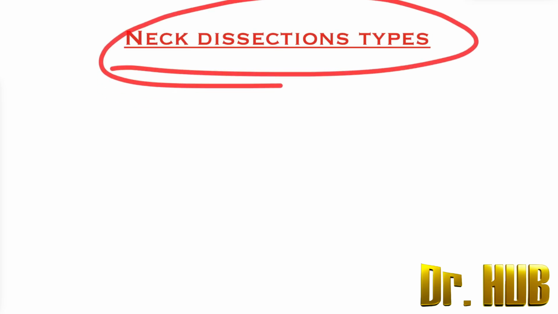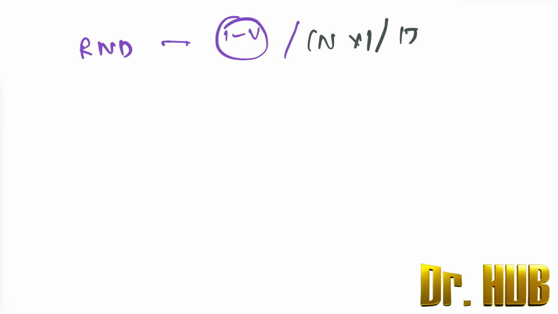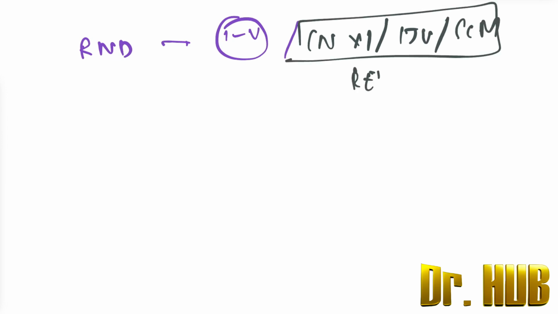Neck dissection and types. First we are going to look at the dissection, then the lymph nodes removed and the structures removed. First is the RND, the radical neck dissection. The lymph nodes removed are 1 to 5, and the other structures removed include CN11, IJV as well as the SCM. So these are all removed.